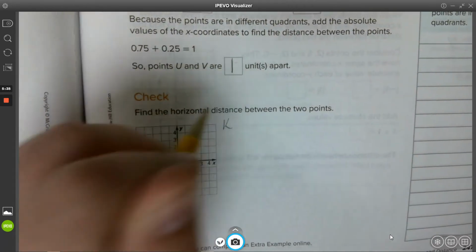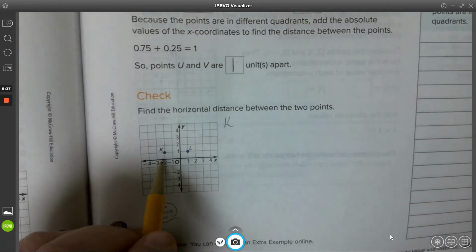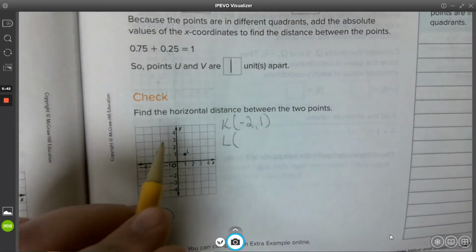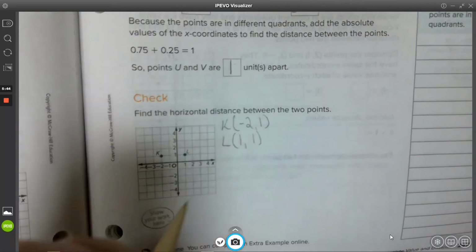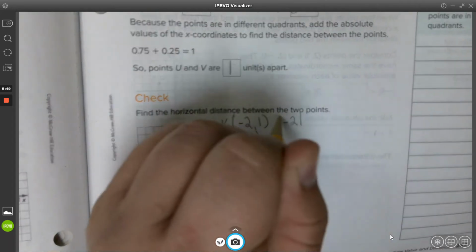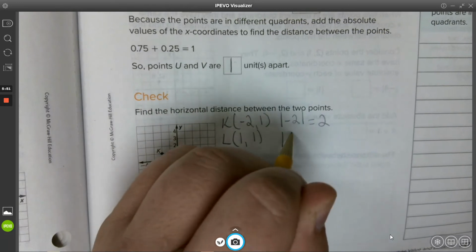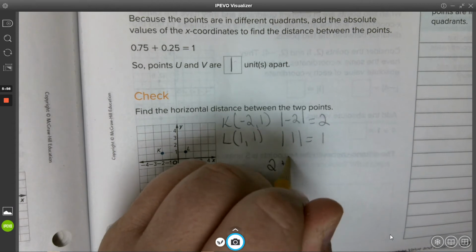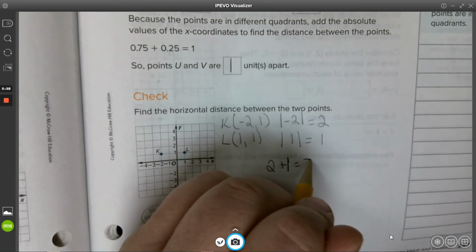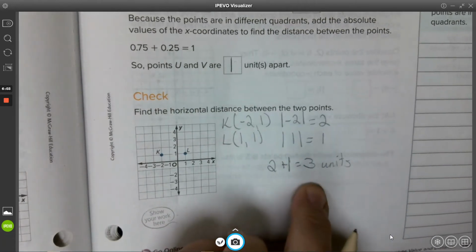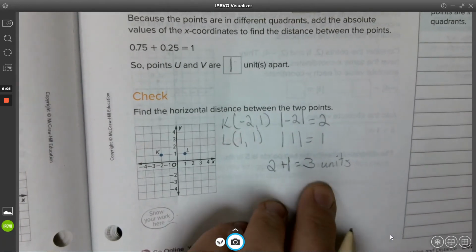So our first step is to identify the ordered pair. K would be (-2, 1). L would be (1, 1). Then, because our y's are the same, we're going to find the absolute value of -2, which is 2, the absolute value of 1, which is 1, and because they're in different quadrants, we add them. 2 plus 1 is 3, label it units. So the distance from K to L is 3 units.